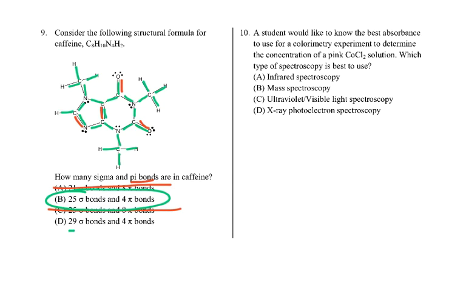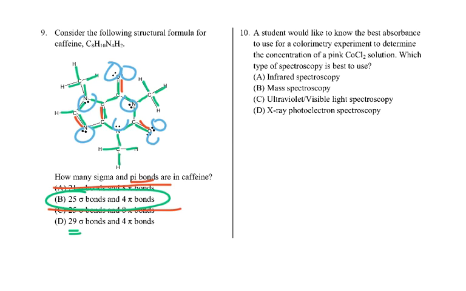Now the 29, that is probably there to catch people who think that the lone pairs count as something. Okay, and that's just not true. Lone pairs don't do anything. They're not bonds, so they don't count as sigmas or pi's. So 25 sigmas and 4 pi's.